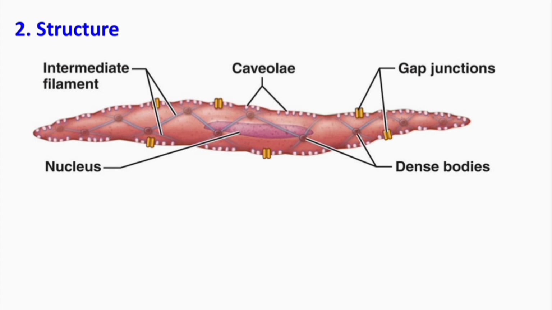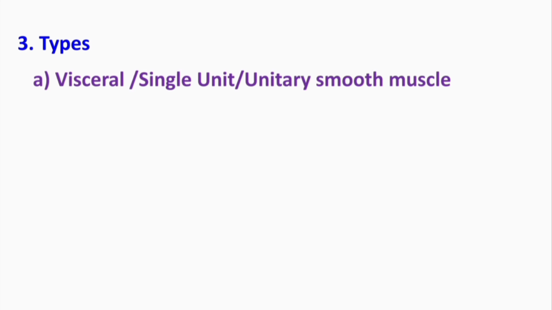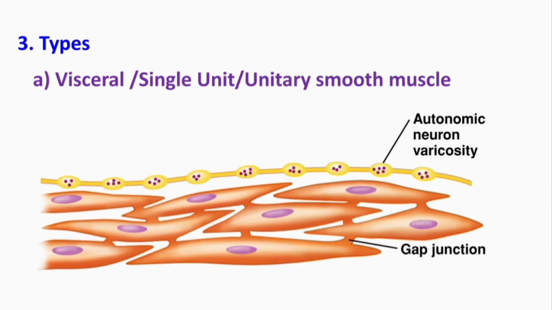An important characteristic of the smooth muscle is that its myosin head has a slow ATPase activity if we compare it to the skeletal muscle myosin head. Also, there is little sarcoplasmic reticulum in the smooth muscle. There are two major types of smooth muscle, that is visceral or single unit or unitary smooth muscle, and as the name indicates, such smooth muscle is present in the viscera, and it is called single unit because the whole sheet of the muscles, as you can see here, contracts as a single unit.